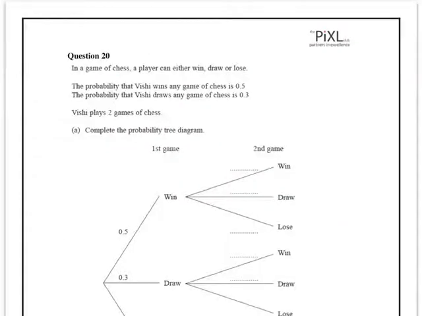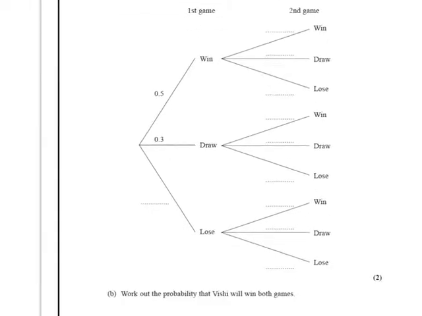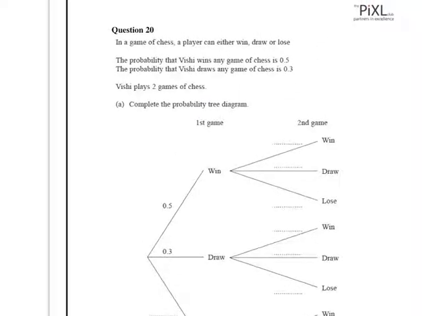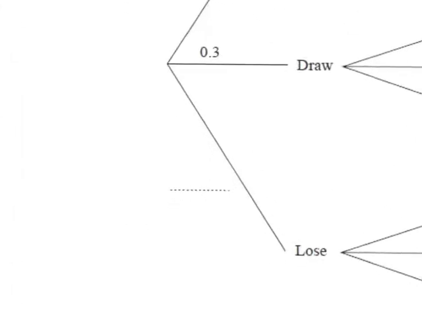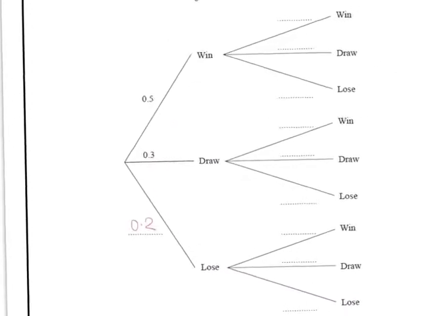Okay, question 20 is a tree diagram question. Now, a tree diagram question means we need to do lots of filling in of these gaps, and that shouldn't be too tricky because they are fairly straightforward in terms of what probabilities are provided. So we're going to look at the first game. If Vichy has a probability of winning of 0.5, that's 50%, or a probability of drawing 0.3, then the probability of losing will be just those two numbers taken away from one whole, which is 0.2. Okay, so that's fairly straightforward for the first bit.